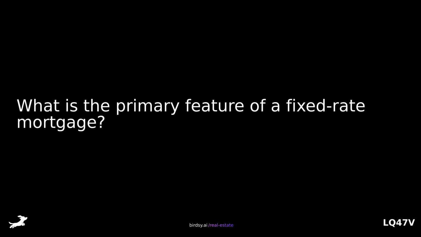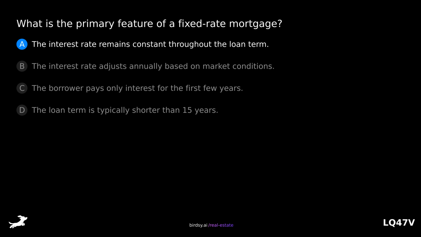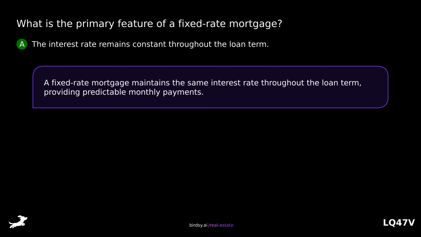What is the primary feature of a fixed-rate mortgage? Is it A, the interest rate remains constant throughout the loan term, B, the interest rate adjusts annually based on market conditions, C, the borrower pays only interest for the first few years, or D, the loan term is typically shorter than 15 years? The correct answer is A, the interest rate remains constant throughout the loan term. A fixed-rate mortgage maintains the same interest rate throughout the loan term, providing predictable monthly payments.